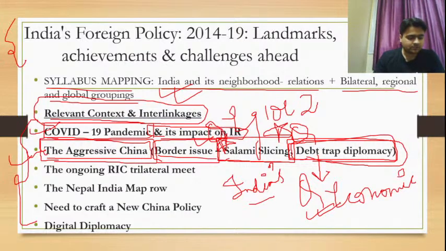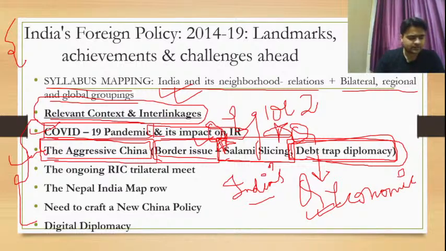Then Ram has told that medical diplomacy is being played by India. Yes, Ram, that is very correct. Medical diplomacy is being played by India. That is more a sort of exercise of soft power by India. Fine. Then gradual reduction in the size of something by small activities. Okay, gradual reduction in the size of something by small activities. Okay, fine. This answer by Ram Kishore is also good.